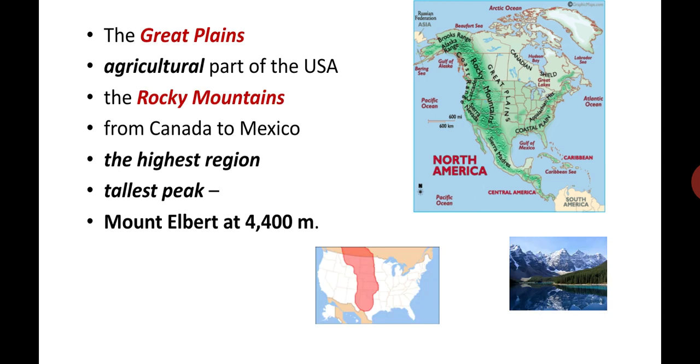The territory of the Great Plains, you can see this just in the center of North America. It is an agricultural part of the USA, but it also has the Rocky Mountains. It is the second greatest mountain chain in the USA. This territory stretches from Canada to Mexico. It can also be said that it is the highest region of the United States because its tallest peak is Mount Elbert. It is 4,400 meters.